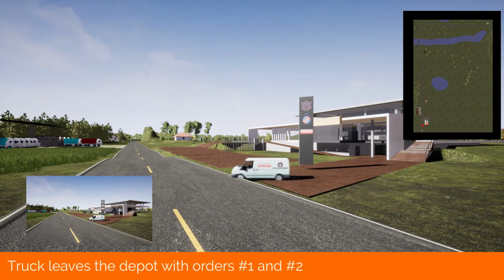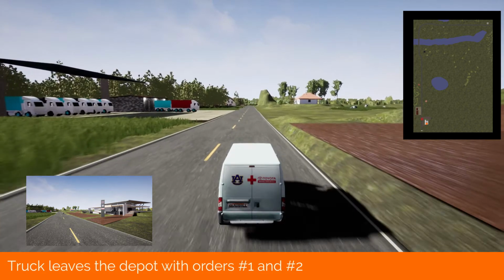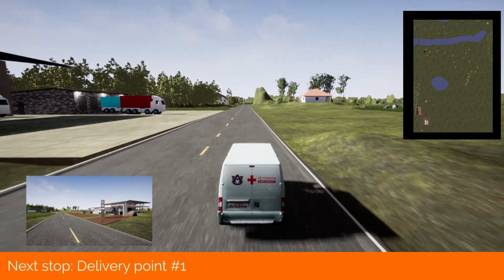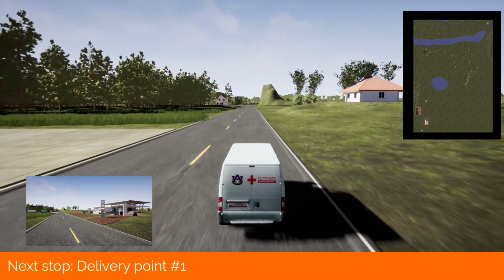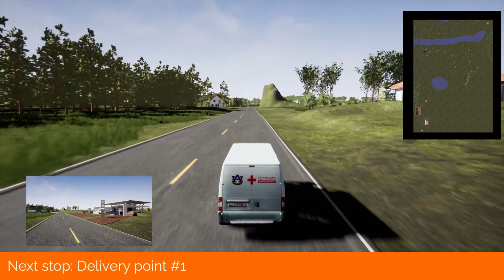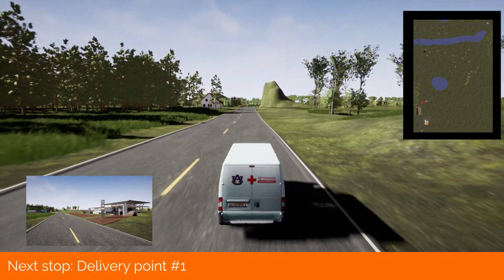At the upper right-hand corner of the screen, you'll have a map showing the location of the truck and the drone. The red circle represents the truck and the yellow circle represents the drone. In the main view, you'll either see the truck or the drone's perspective. And at the bottom left corner, you'll see the perspective of the other vehicle.